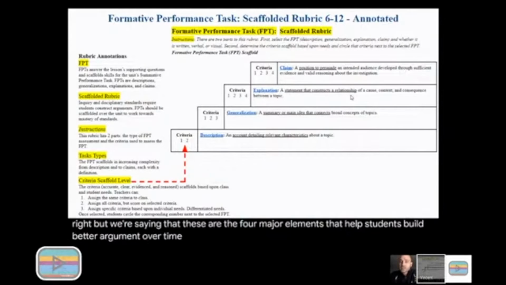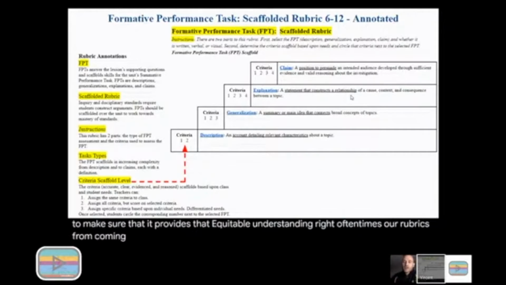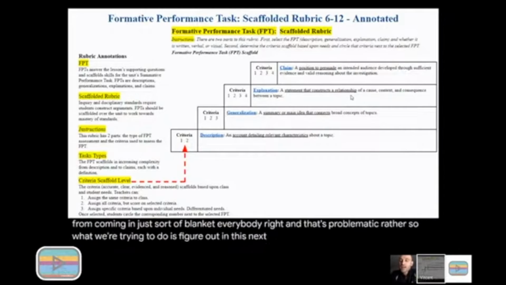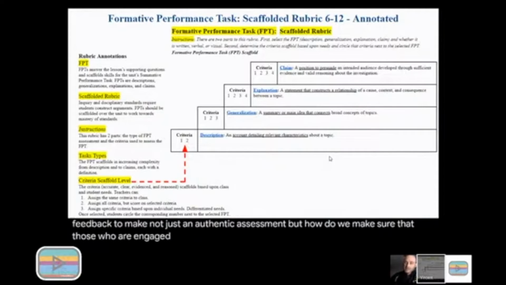The second piece of this is that we all know, right, that a rubric needs to make sure that it provides that equitable understanding, right? Oftentimes our rubrics when coming in just sort of blanket everybody, right? And that's problematic, right? So what we're trying to do is figure out in this next section, how do we individualize that feedback to make not just an authentic assessment, but how do we make sure that those who are engaging in that assessment are going to be able to get meaningful feedback?